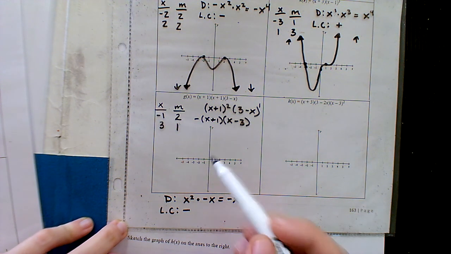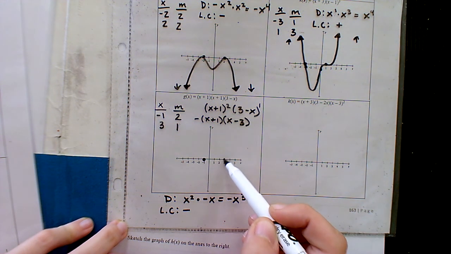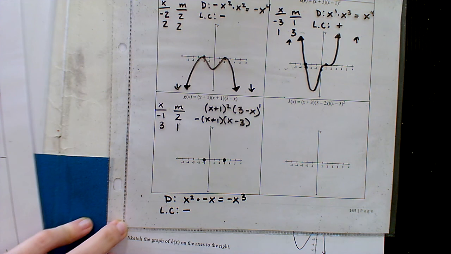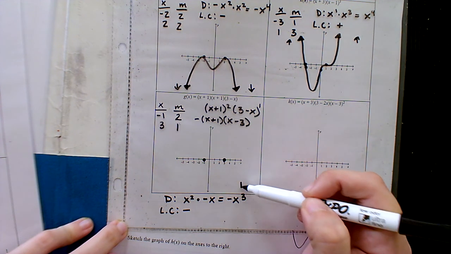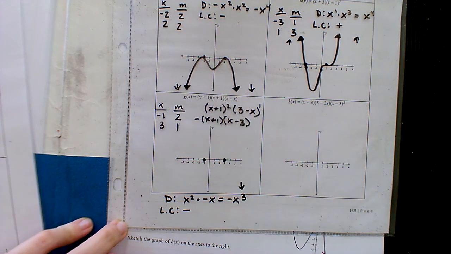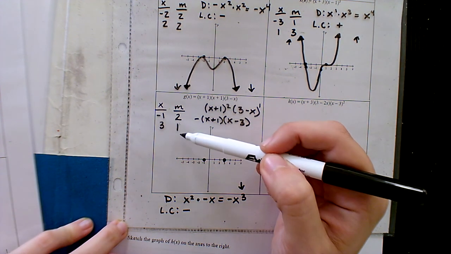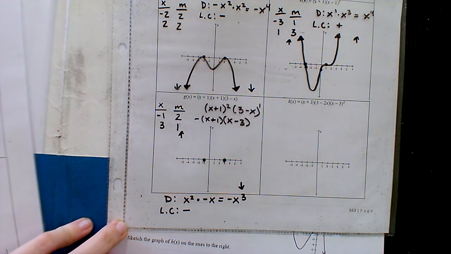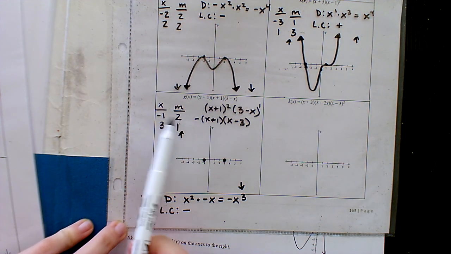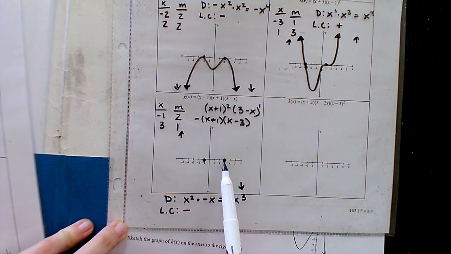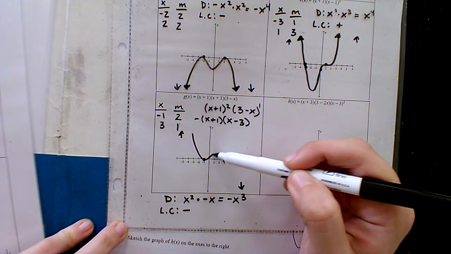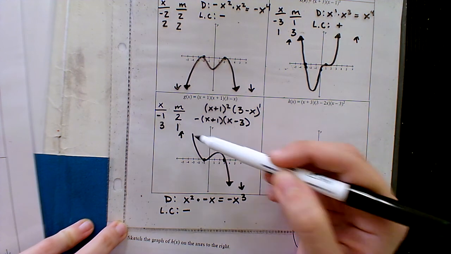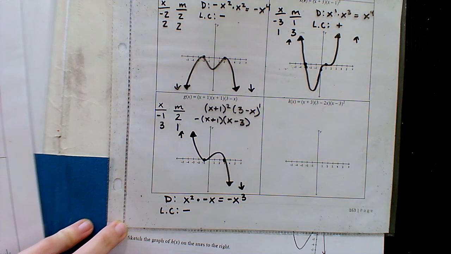Let's bring our results together. Looking at the end behavior, the right-hand side is going to go down. Since it's an odd degree, the left-hand side will go up. We need to connect the dots, making sure that we bounce at -1 and go straight through at 3. So something like that.